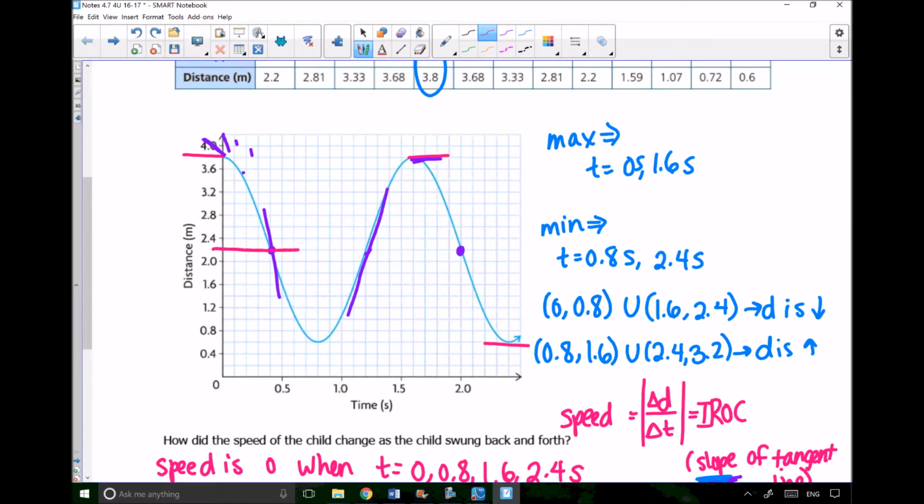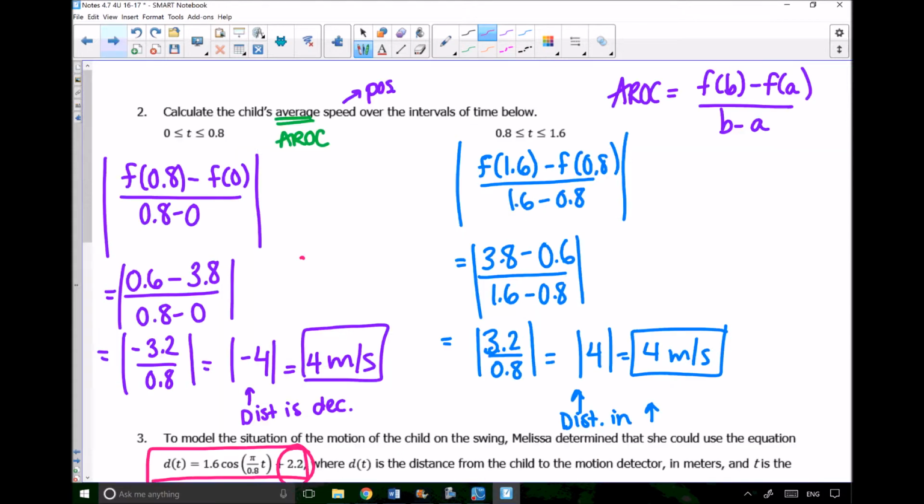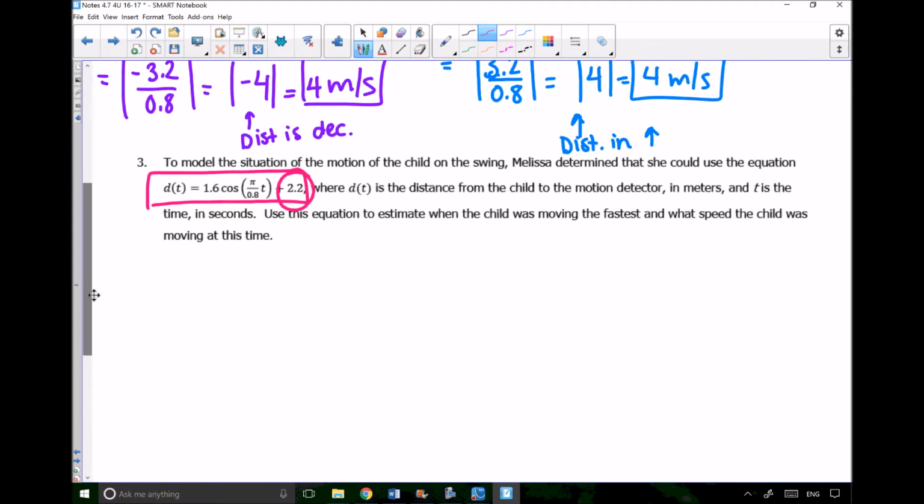If I go to 2.2 on my graph, it's very clear that this is definitely my axis. And then it says that my amplitude is 1.6. So if I'm at 2.2 here and this goes down to 0.6, my amplitude definitely seems to be 1.6. So I'm okay with these two values right here, the 1.6 and the 2.2.